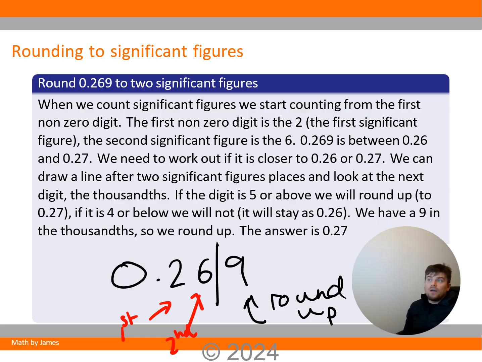If the digit is 5 or above, we will round up. If it's 4 or below, we'll round down. So here we know we have a 9 in the thousandths, so we have to round up. And let's see another example of significant figures.